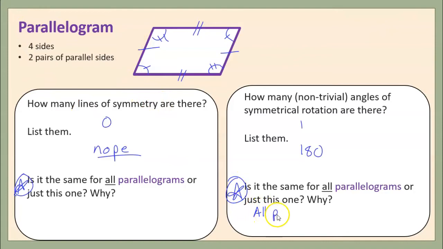So all parallelograms will have 180. Squares also have 90 and 270. And the why here is because of the definition of a parallelogram, the way it's set up, with opposite sides being congruent and opposite sides here being congruent.